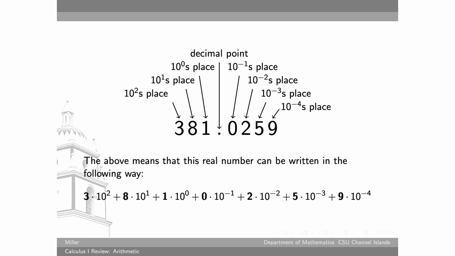3 times 10 squared plus 8 times 10 to the 1 plus 1 times 10 to the 0 plus 0 times 10 to the negative 1 plus 2 times 10 to the negative 2 plus 5 times 10 to the negative 3 plus 9 times 10 to the negative 4. So you can see you've got the numerals in each of the places times the power of 10 each place represents, and you add all those up. So that's how we can go from a decimal representation of a number to another representation of a number that's the same.